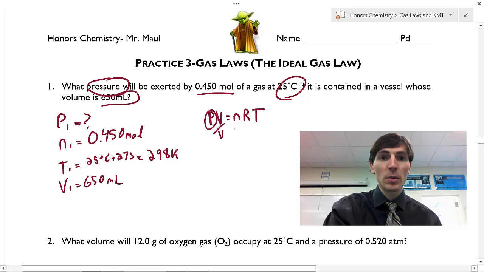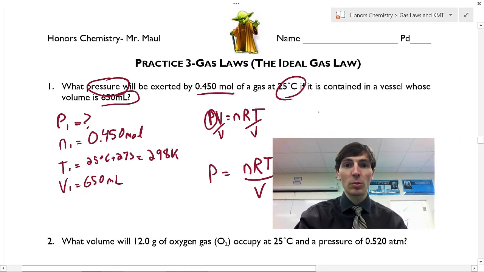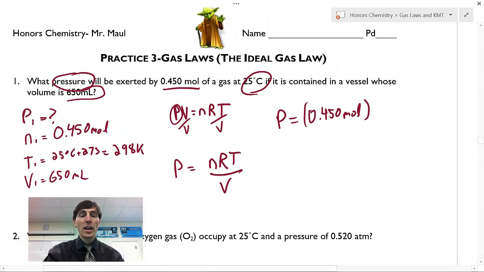PV equals nRT. And so I'm going to go ahead and rearrange this to solve for P. To do so, I'm going to divide both sides by V. That means my pressure is equal to nRT over my volume. And so now I can go ahead and plug in what I know. My pressure is equal to, when I plug stuff in, n is going to be 0.450 moles. I'm going to use the gas constant R, and I'm going to look at the pressure that I have, and it doesn't actually specify. So I can use any of those 3 gas constants we talked about.